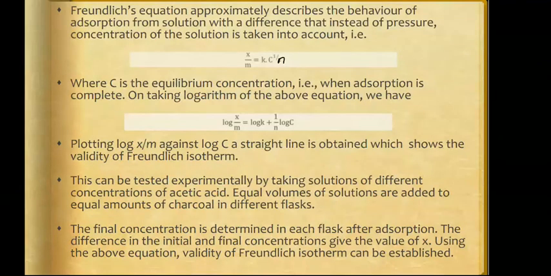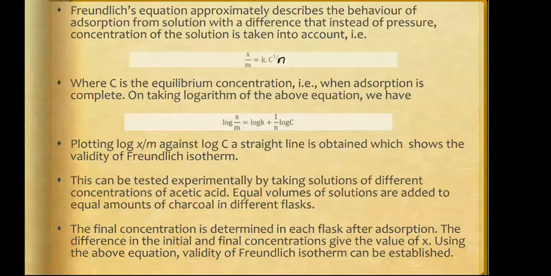So as I told, this topic can also be explained using Freundlich equation. According to Freundlich equation, we write x/m = kp^(1/n). But here instead of writing p, we'll be writing c, where c stands for concentration of the solution. So c is the equilibrium concentration, that is when adsorption is completed.